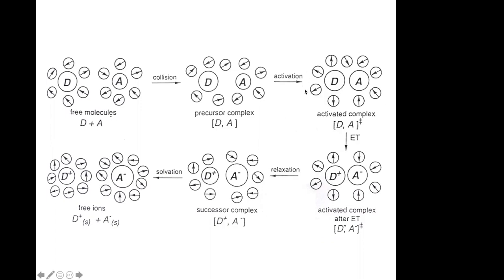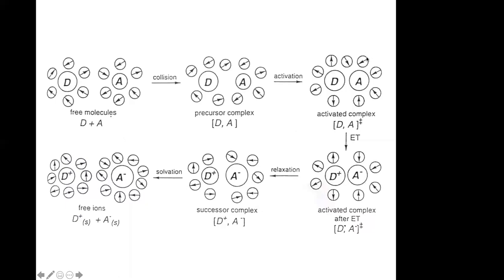And once you achieve that activated complex geometry, then all of a sudden the nuclei are all in position and the electron transfer can occur. And so this is the electron transfer step, the third step. The electron's going to move from D to A.